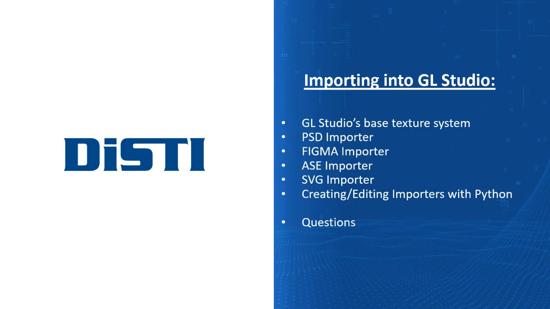A quick high-level view at some of the topics that we'll be covering today. Again, we'll be covering importing into GL Studio. First, we're going to cover just the base texture system in GL Studio. We'll cover this very briefly, as most of our importers are going to utilize that system once it's inside GL Studio, but we'll topically cover what that looks like. And then we'll get into some of the importers that come with GL Studio, such as our Photoshop importer, our Figma importer, Ase Importer, and SVG Importer.